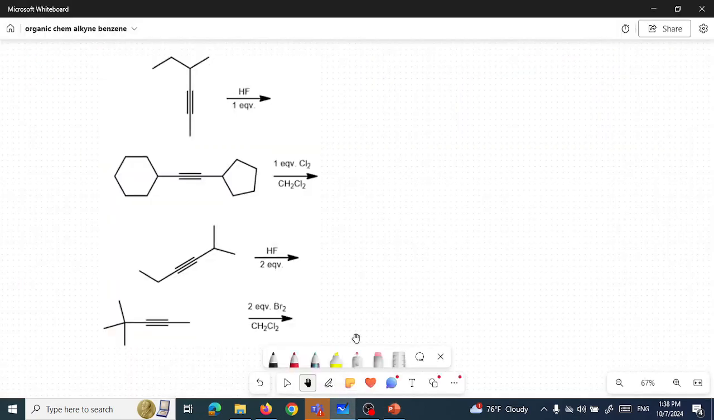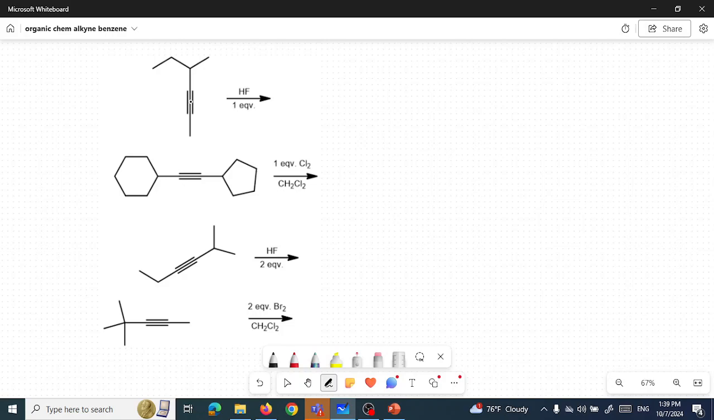Now you might want to pause here quickly to see if you can come up with a product of each reaction. Usually I would expect you to draw out the major product if there's one product to be favored, or draw out all products if you don't see any preference for any one of the products.